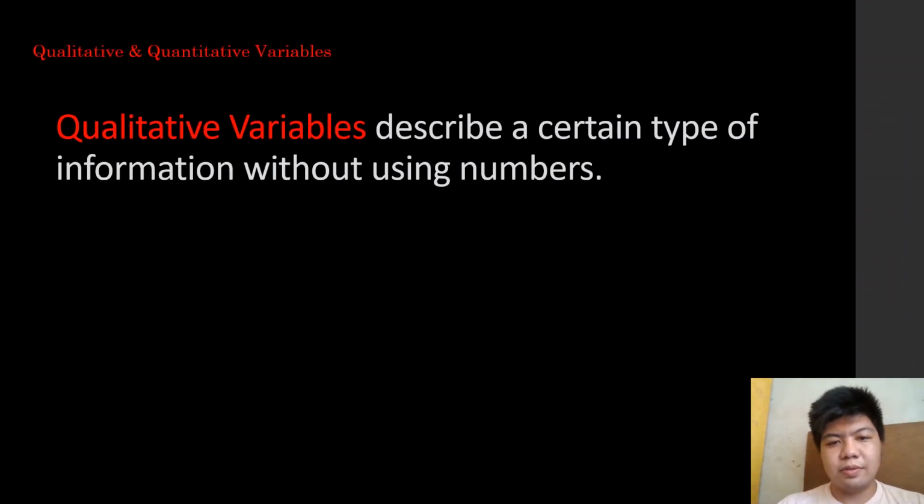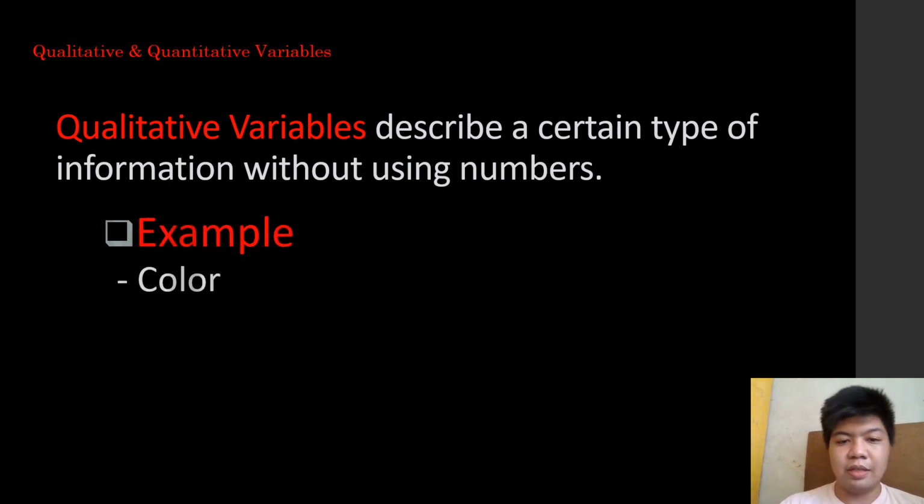Qualitative variables describe a certain type of information without using numbers. Nakita nyo, without using numbers. Example, in color, we have red, blue, green, yellow, and so on. Taste, we have sour, sweet, and salty.